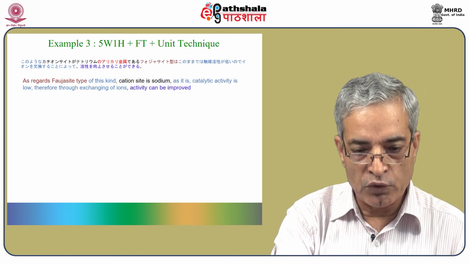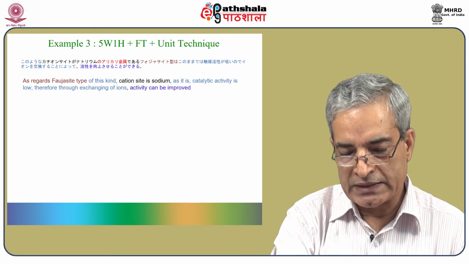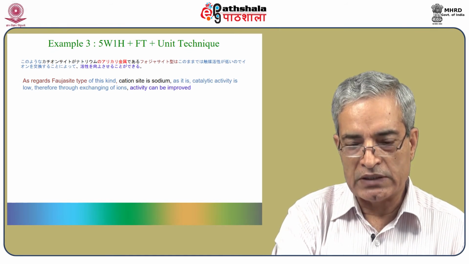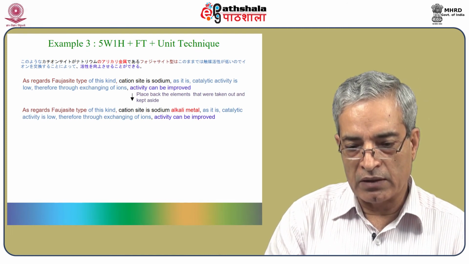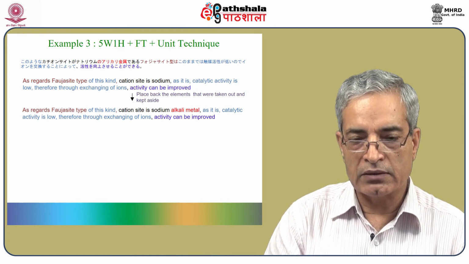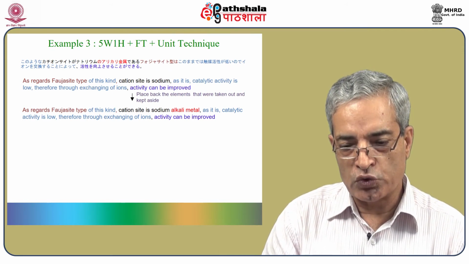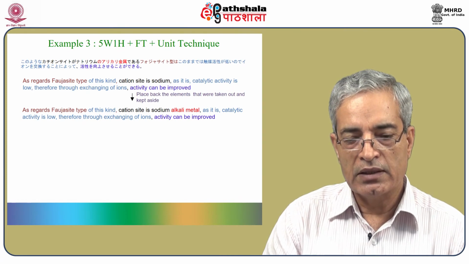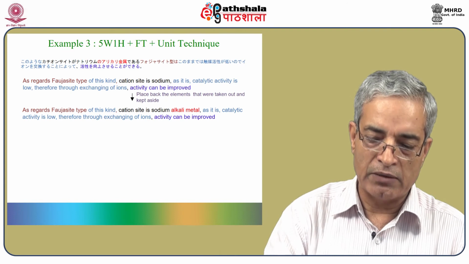And these 4 units have helped us in understanding the content easily. So it has improved the ease of doing. And if we try to put back the elements that were taken aside, the flow would be as regards Foja site type of this kind. Cation site is sodium alkali metal as it is, catalytic activity is low. Therefore, through exchanging of ions, activity can be improved.